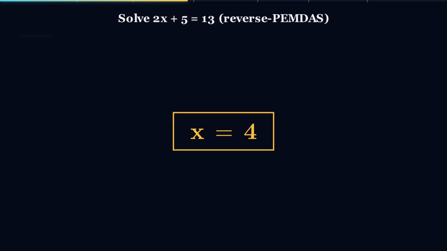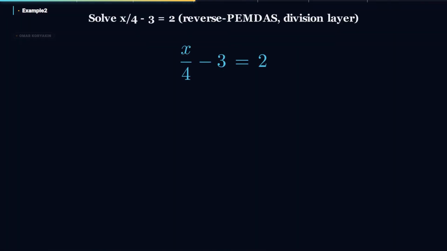The verification step at the end uses the evaluation skill from section 2 and catches any arithmetic slips during the solving steps. Build the reverse PEMDAS habit on every two-step equation, and the workflow becomes a fast, reliable reflex within a week of practice. Here is the second worked example.